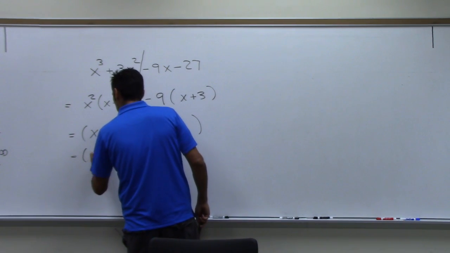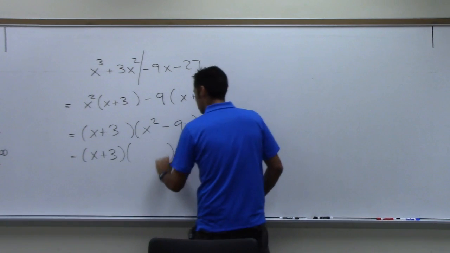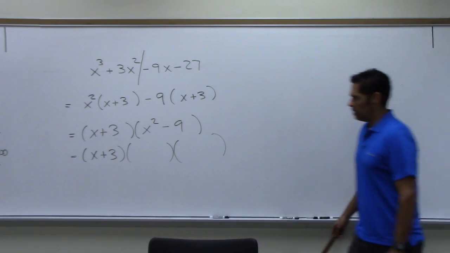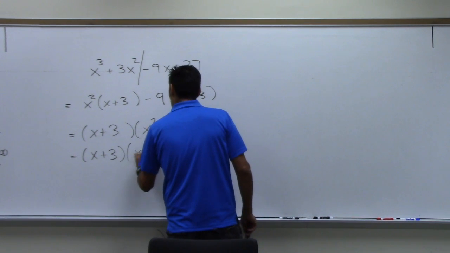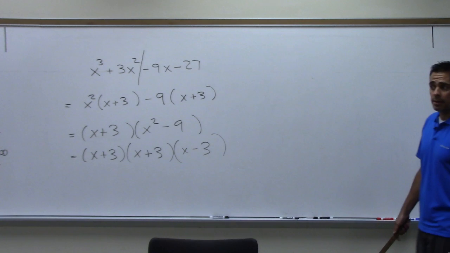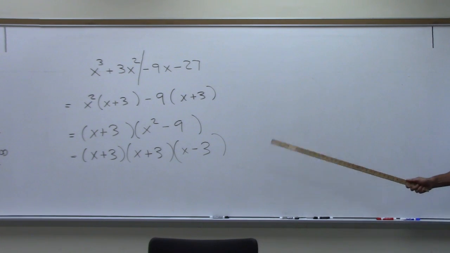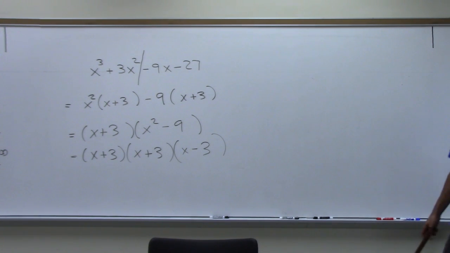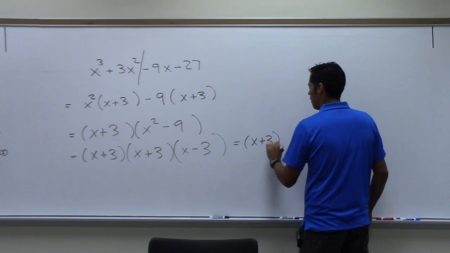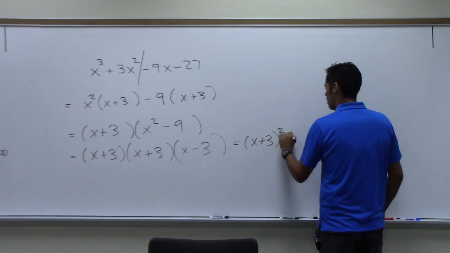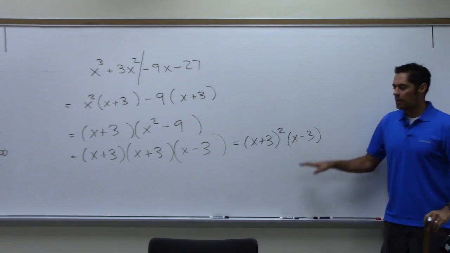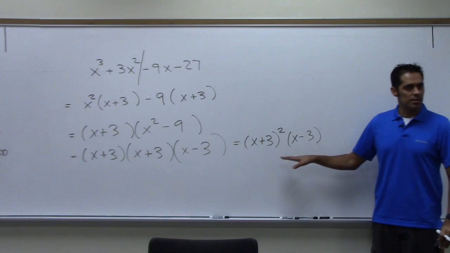But this other one turns into 2 things. And what does it turn into? X plus 3 times x minus 3. Now it's factored completely. And you can even go one step further. You could put x plus 3 squared times x minus 3. That would be completely factored in the cleanest notation.